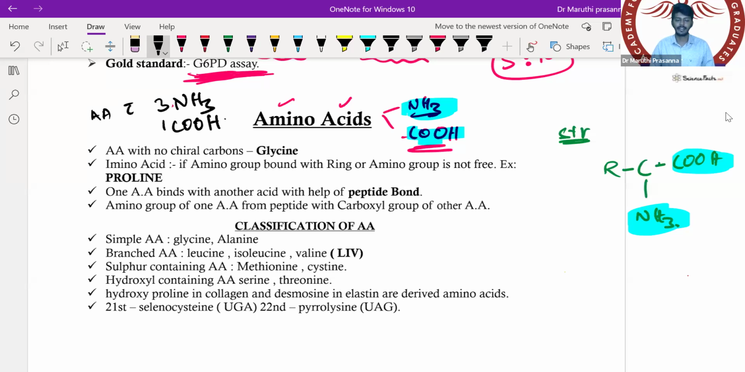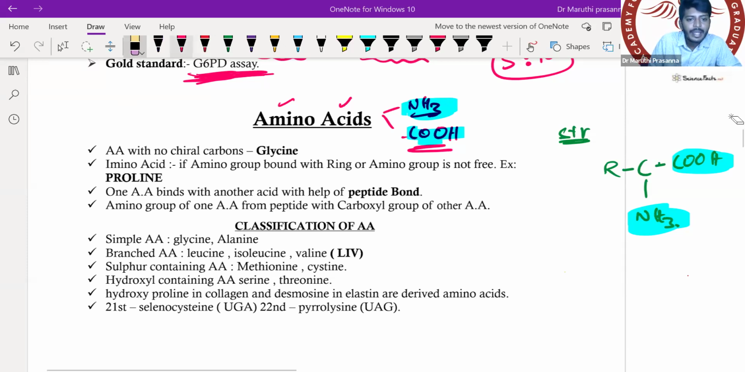In one amino acid, we had 3 ammonia groups and 1 COOH group. What type of amino acid? Is it acidic or basic? Everybody should tell me. The answer is, more number are there. Very good, everybody is correct. It is a basic amino acid. Once that is clear for you people, let's understand the next concept.